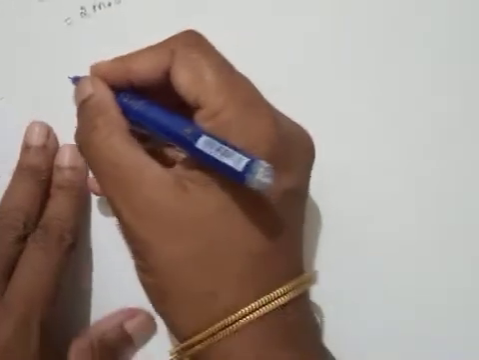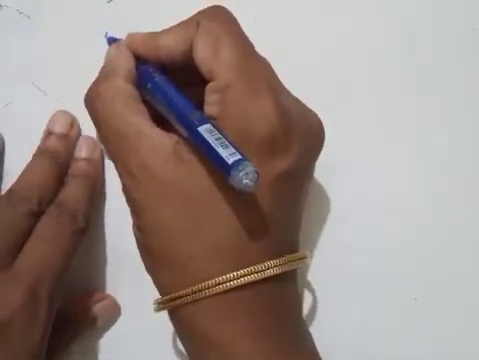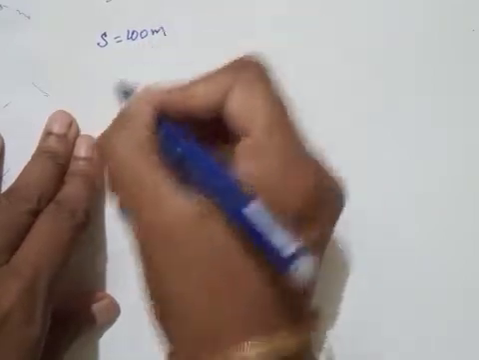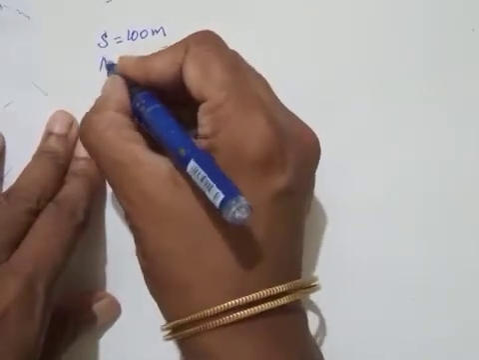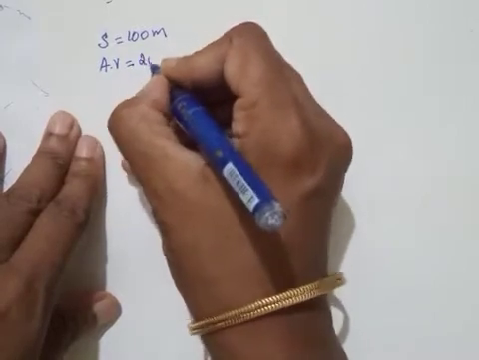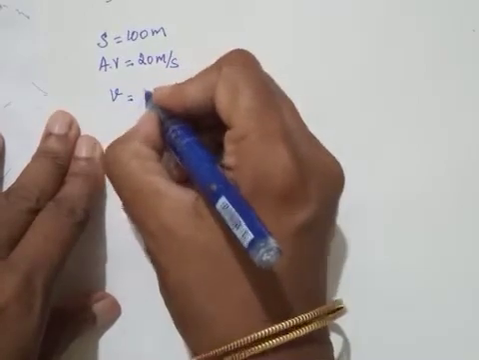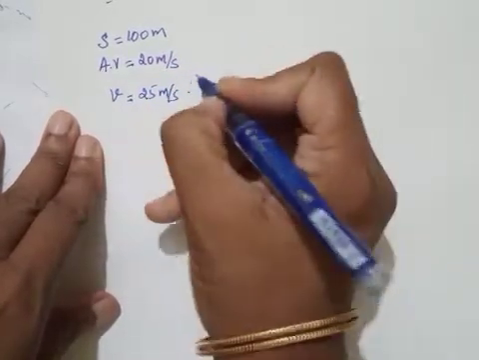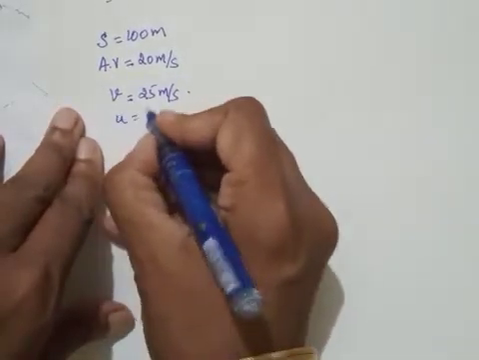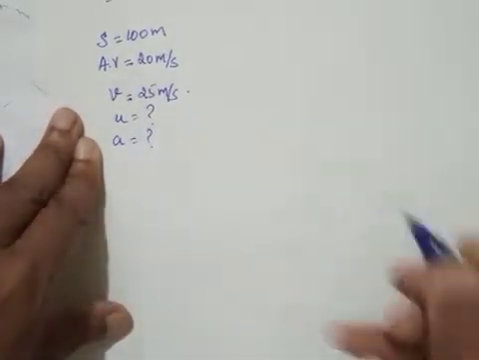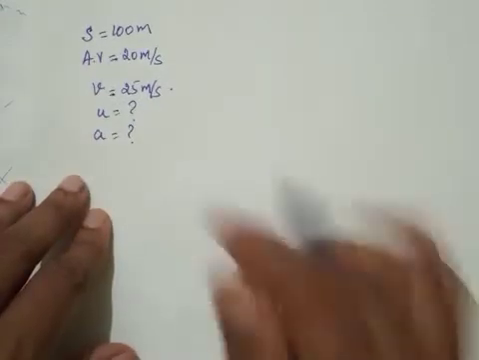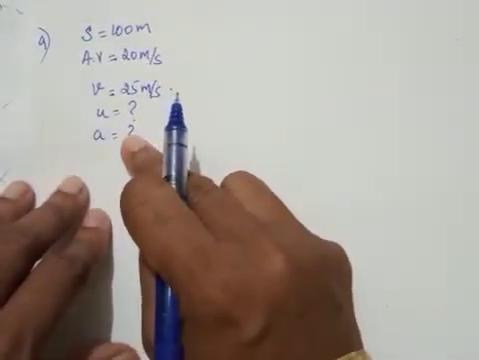A car travels a distance of 100 meter with a constant acceleration and average velocity 20 meter per second. The final velocity, that is V, is equal to 25 meter per second. Find the initial velocity, U is question mark, and A is question mark. Is it clear? So this is the question. These three are given and you're asked to find this.